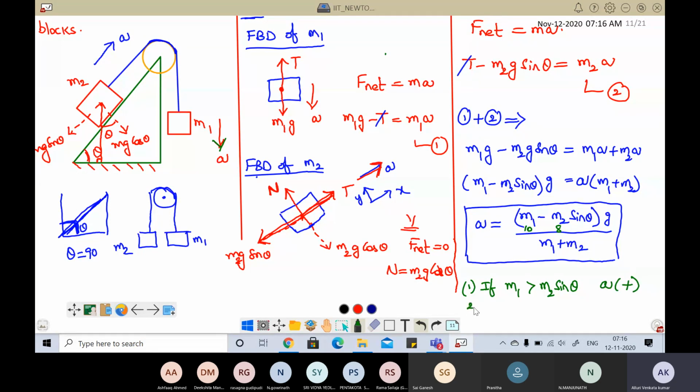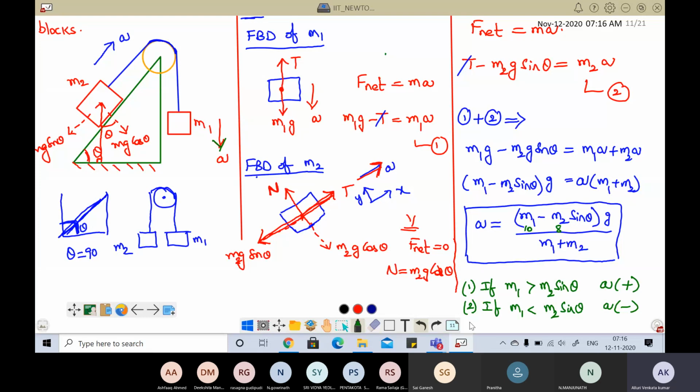That means it will go down. Okay, second case, suppose m1 is less than m2 sine theta. Then what will the acceleration be? This is reversed, 8 minus 10, that means negative. Acceleration is negative means what? We assumed it is going downward, but it is going upwards.